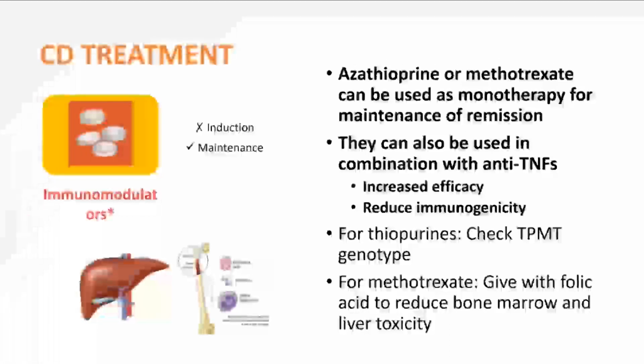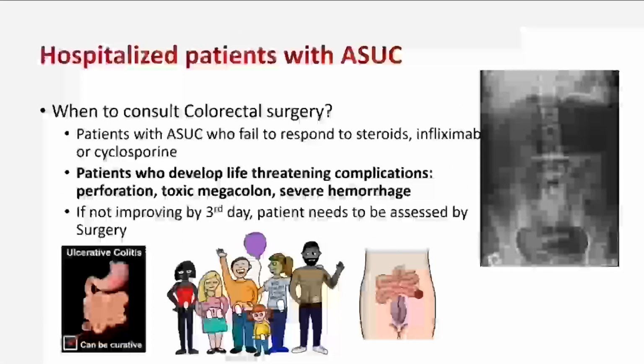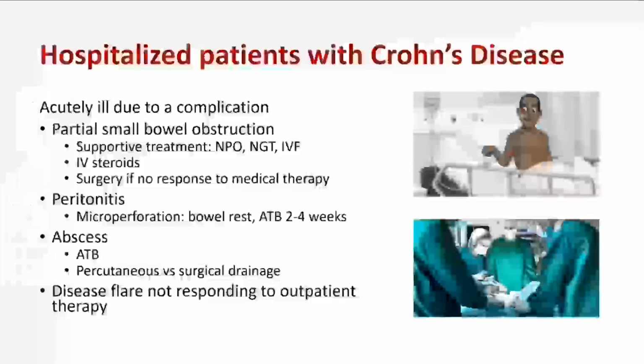And for Crohn's disease, the immunomodulators that you have available are both azathioprine and methotrexate. You can use these immunomodulators as monotherapy, but they're better used in combination with anti-TNFs. If you're going to use azathioprine, you need to check for the TPMT genotype before starting your treatment, and if you're using methotrexate, it's important that you follow for hepatotoxicity and bone marrow suppression. Yeah, I think that will be everything. So I think we can start with some questions.